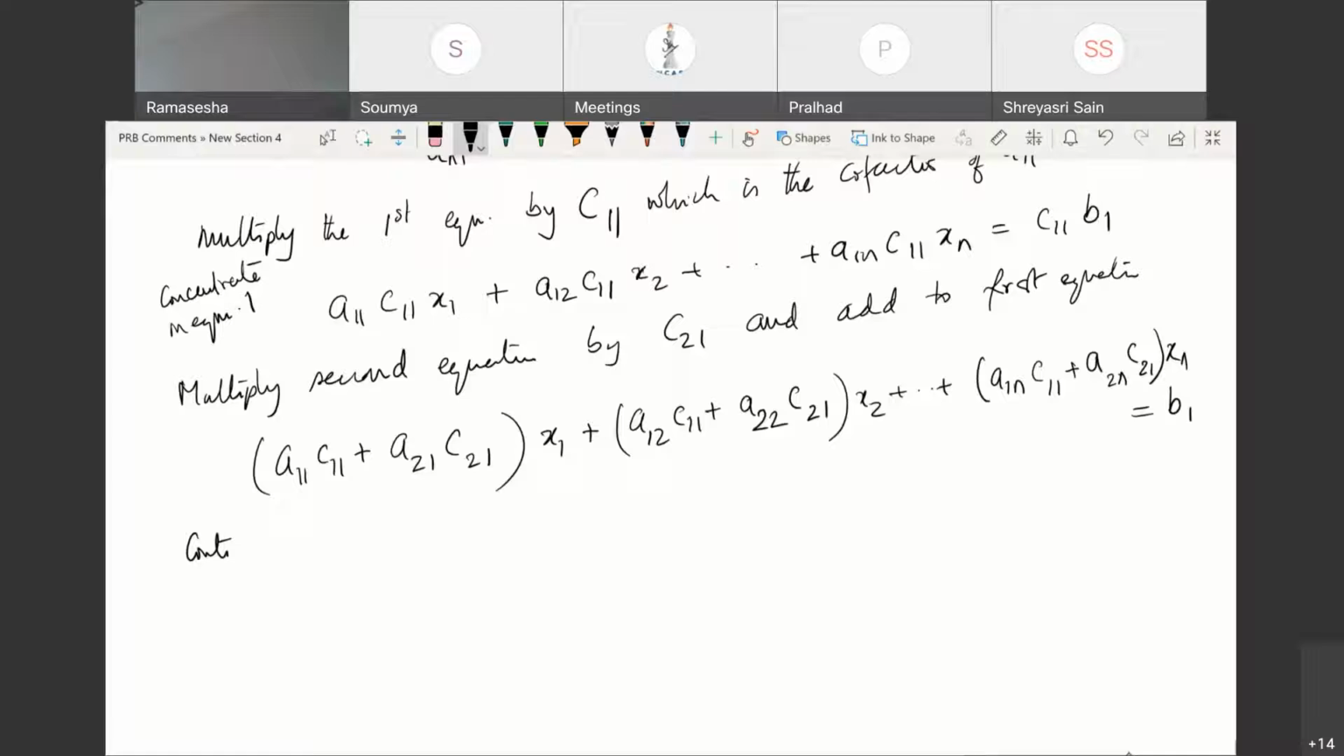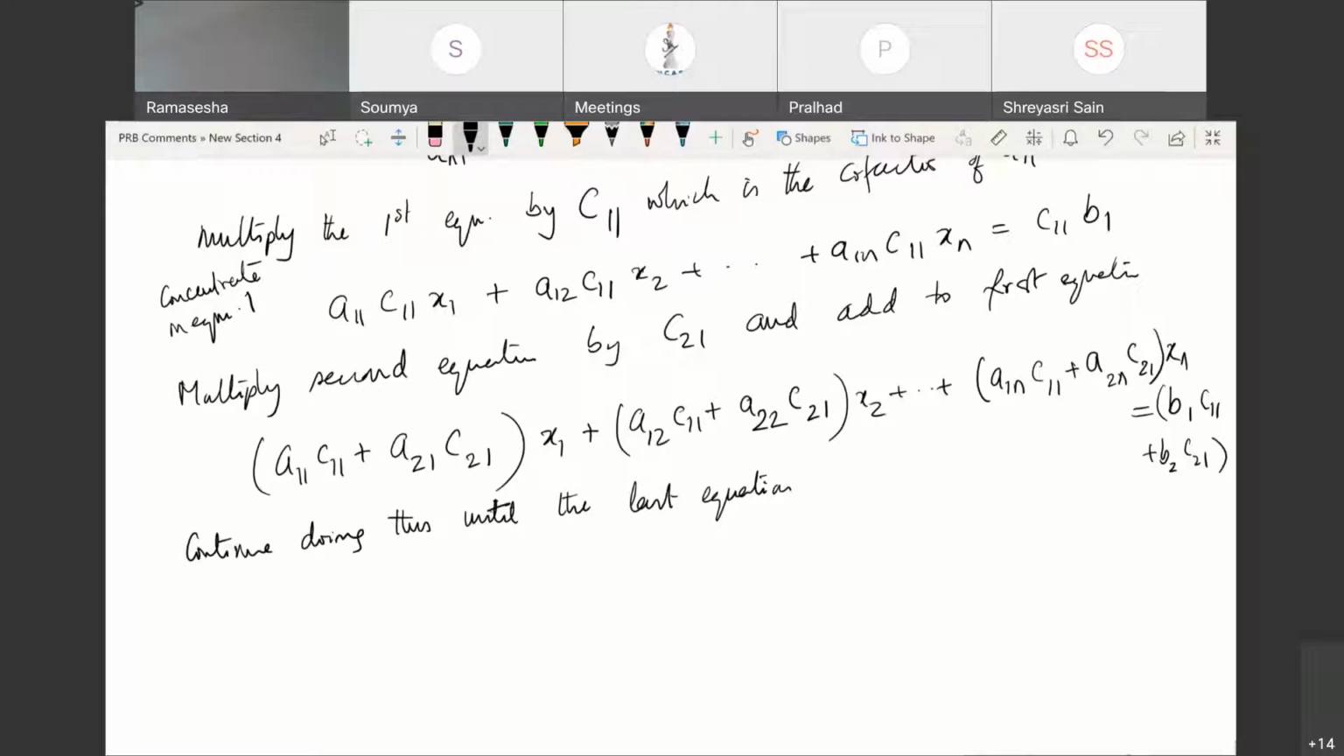Continue doing this until the last equation. Sir, it is equal to B1 or B1 C11 plus B2 C21. Correct. Thanks. Okay, so I ignored the last one. Okay, so that was a mistake. I would have been in trouble.